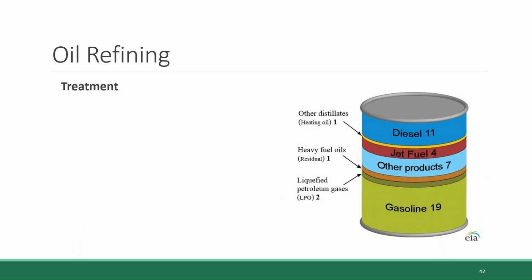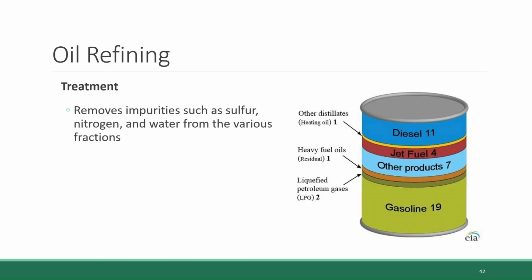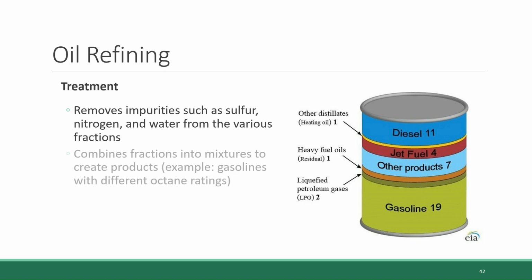The final step is treatment. Treatment removes impurities such as sulfur, nitrogen, and water from the various fractions that were distilled and converted. It also involves combining different ratios of the fractions to create products. For example, gasoline that has different octane ratings, which are those numbers that you can see on the different pumps that correspond to regular, plus, or premium gasoline. Those different types of gasoline are made by combining different ratios of hydrocarbon fractions.